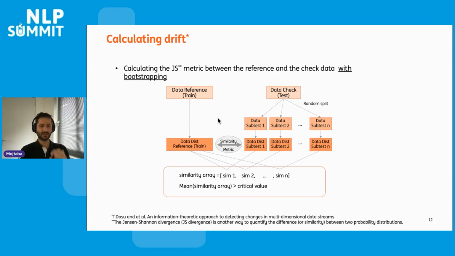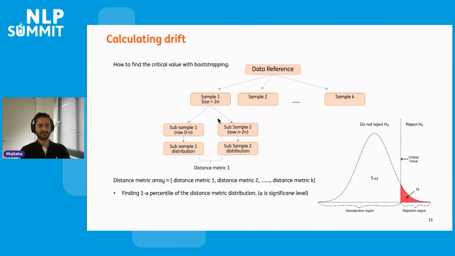So now the question is how to calculate that critical value. There is a way to calculate it. Again, you refer to the data reference, the data that you trained your model on. You do bootstrapping, subsampling. For each sample you create a subsample of equal size and calculate the distance metric. You do the same for sample number 2, sample number 3, and so on. So now you have a distance metric array, and based on that, you can plot a distribution.